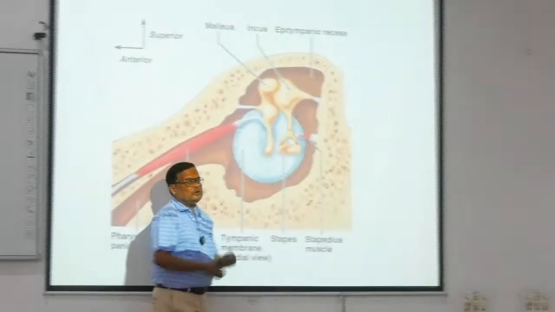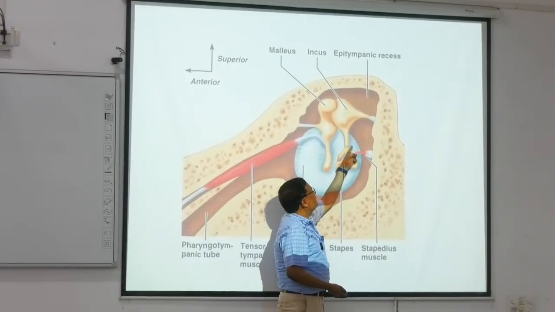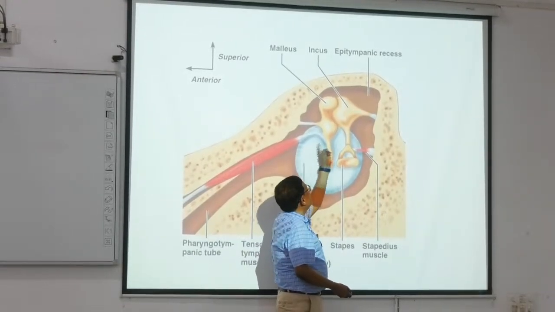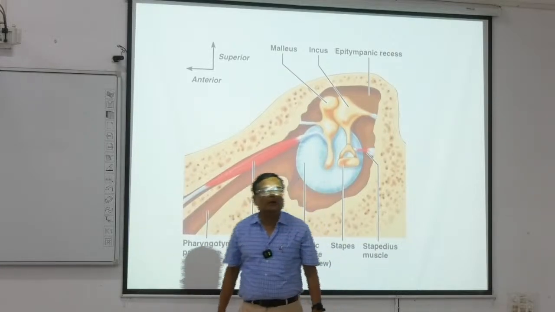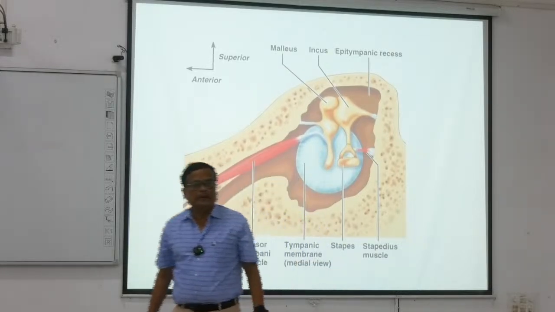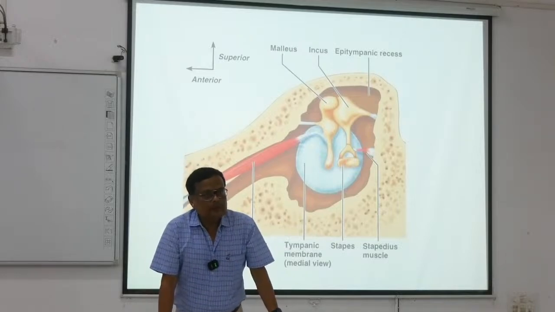Another important point is that through the tympanic membrane, one nerve passes from the posterior to the anterior side. This is known as the chorda tympani nerve. So if we incise the tympanic membrane at any time, we must take precaution to avoid injury of the chorda tympani nerve.